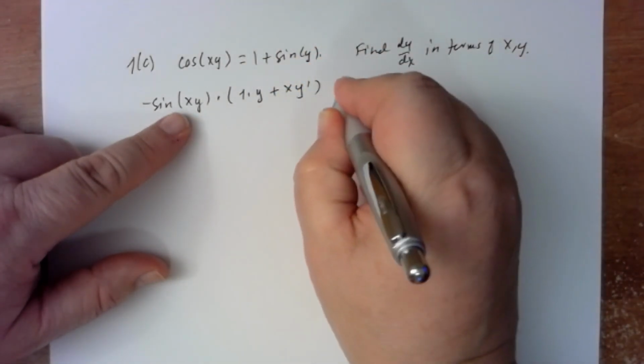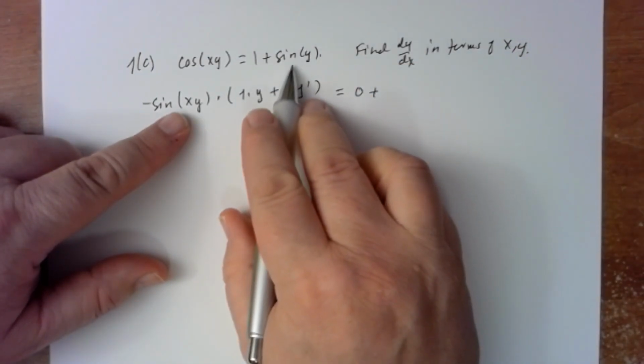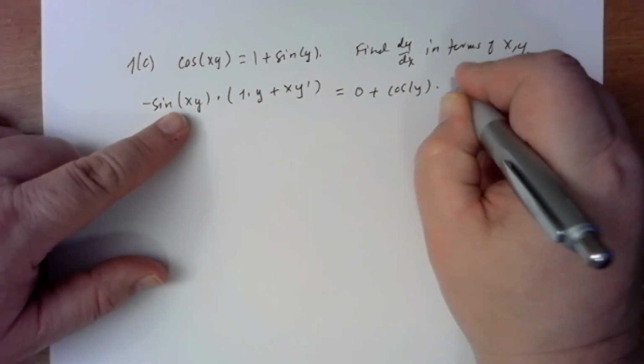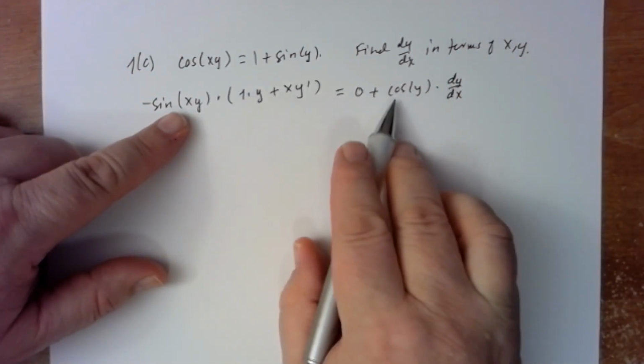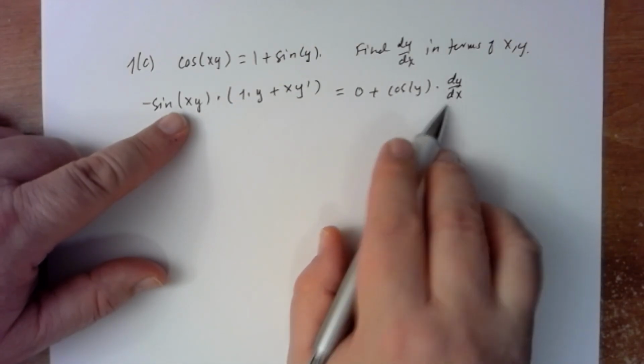Good. Equals derivative of 1 is 0, derivative of sine is cosine, and so again we have to use the product rule, or sorry, the chain rule, and so that's going to be the derivative of sine, that's cosine with the inside function there, times the derivative of the inside function.